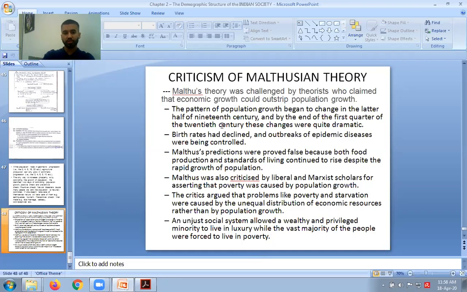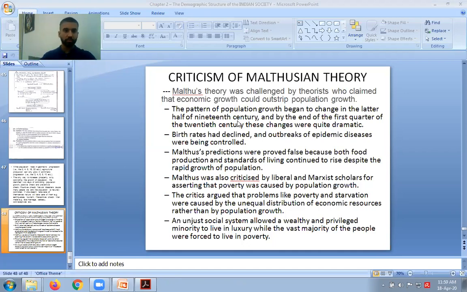And look at the first criticism point. The pattern of population growth began to change in the later half of the 19th century, and by the end of the first quarter of the 20th century, these changes were quite dramatic. Birth rates had declined and outbreaks of epidemic diseases were being controlled. Malthus' predictions were proved false because food production and standard of living continued to rise despite the population growth, right? So what was happening before the 19th century didn't happen after the 19th century.